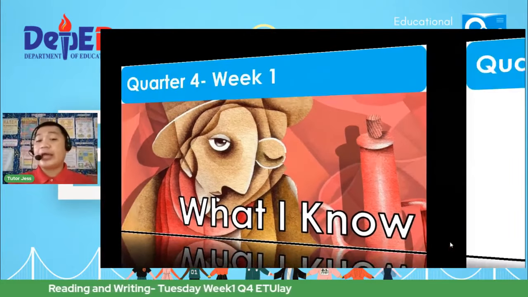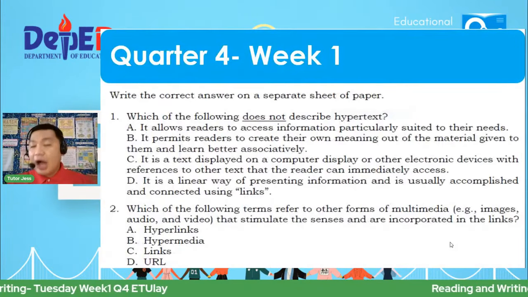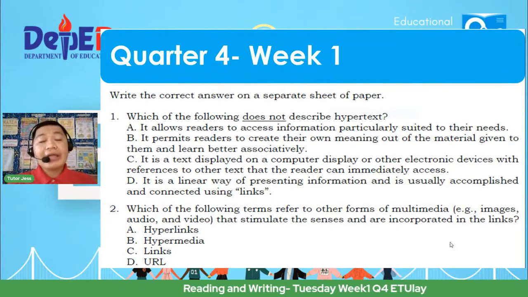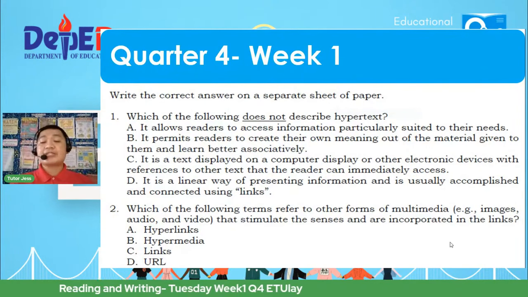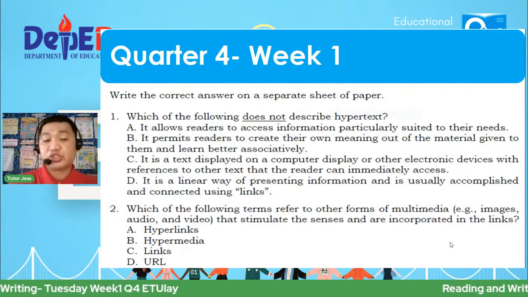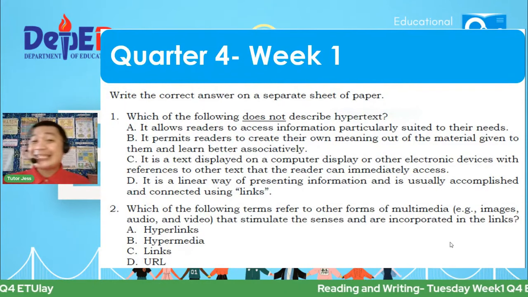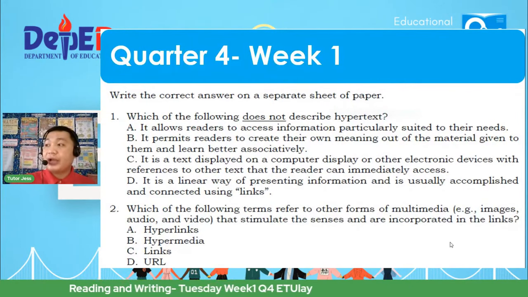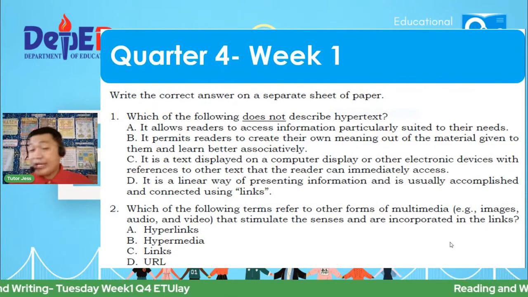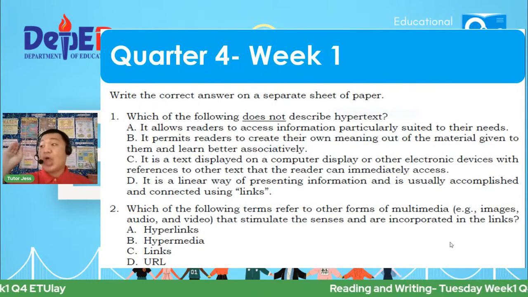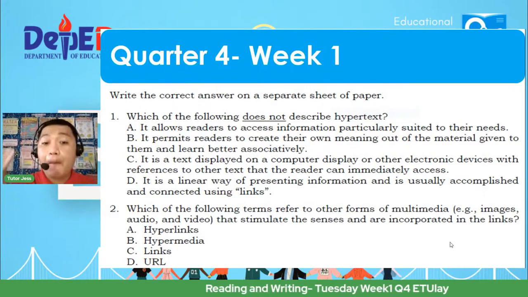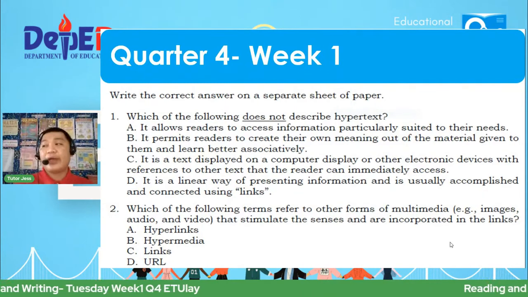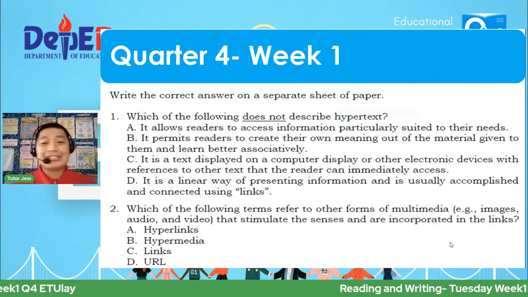Later, you have your activity. This time, write the correct answer on a separate sheet of paper. You write only the letter of the correct answer. I have questions one and two. We have Joel, Angelica, Erlinda, Melody, Mary Jane, and whosoever is here, please answer numbers one and two. Write the number, and after the number, write the capital letter of the correct answer. So let's start and let's try.